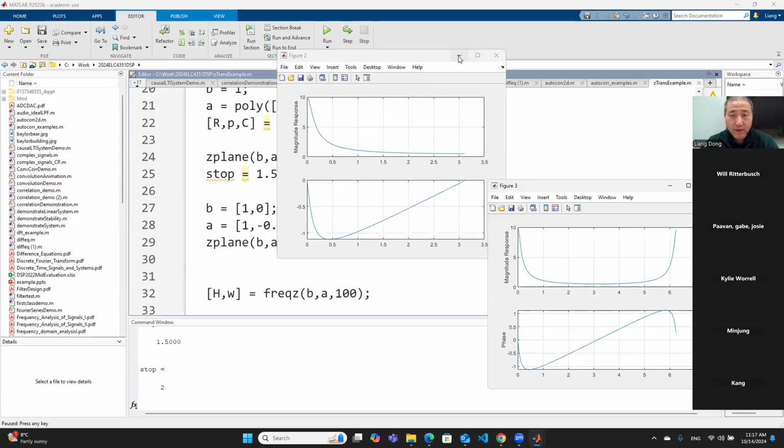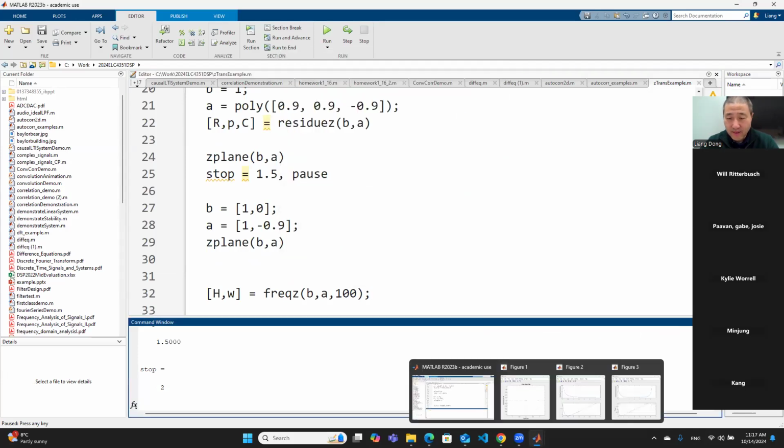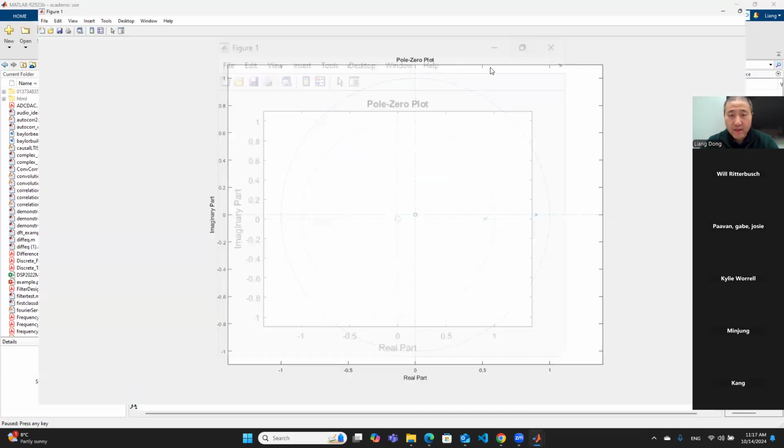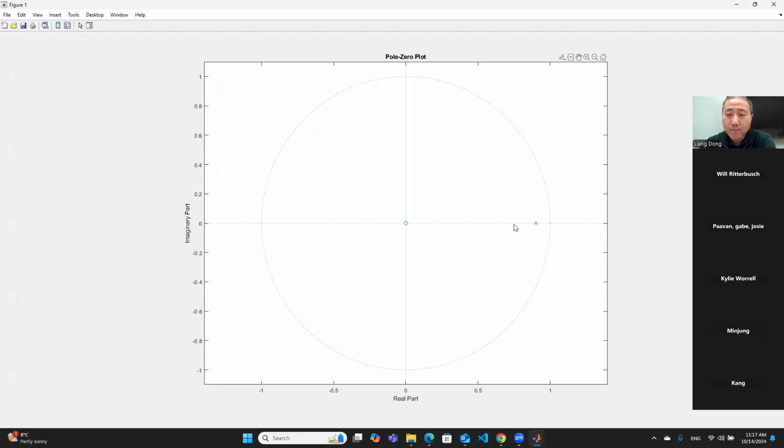We don't care about the frequency yet. Let's just look at the Z-plane. So here is the Z-plane. I have 1 pole at 0.9 from the polynomial, and I do have a zero at the origin. That's what I expected.